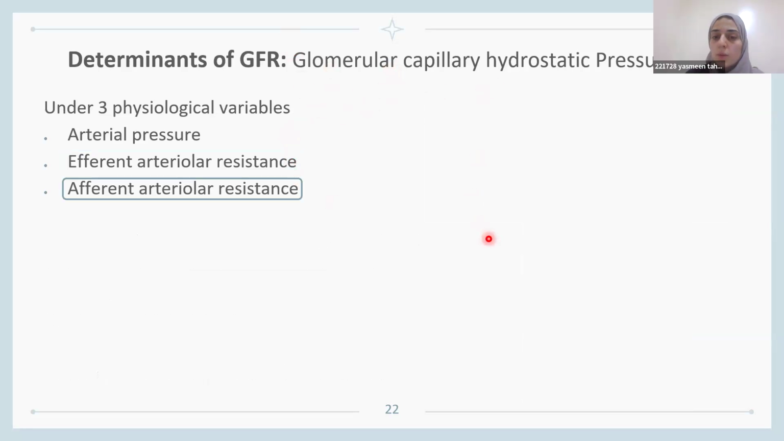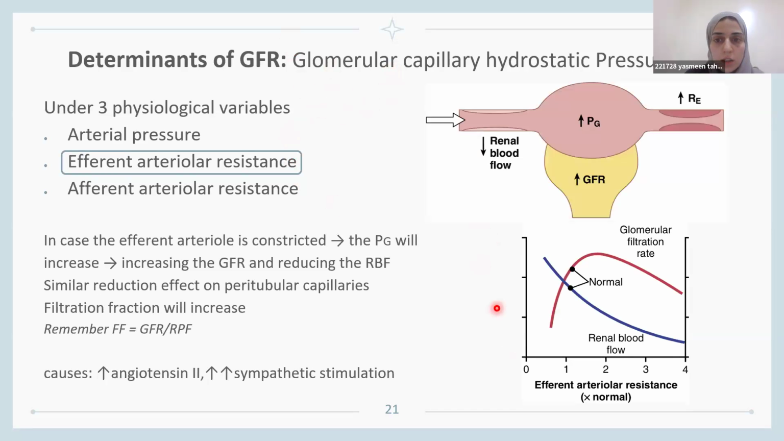Sorry, I did not see that earlier. So PG is the pressure of the glomerular capillary. This is a shortcut for it. P is the hydrostatic pressure; the oncotic pressure has a pi sign for it. This is the hydrostatic pressure of the glomerular capillaries.